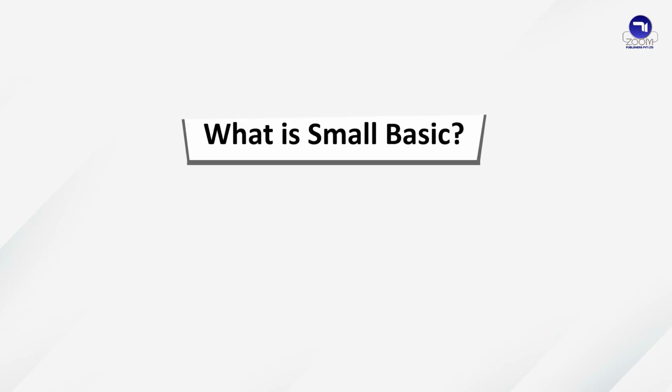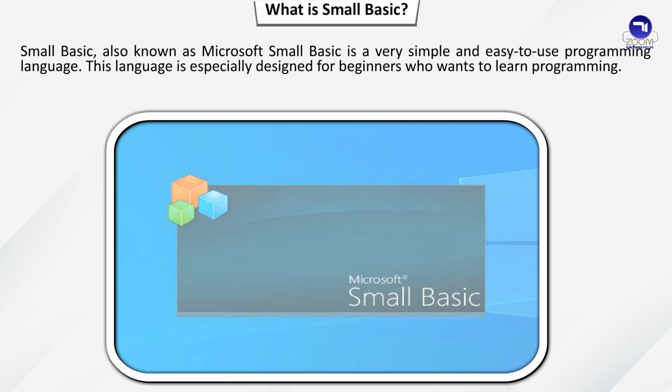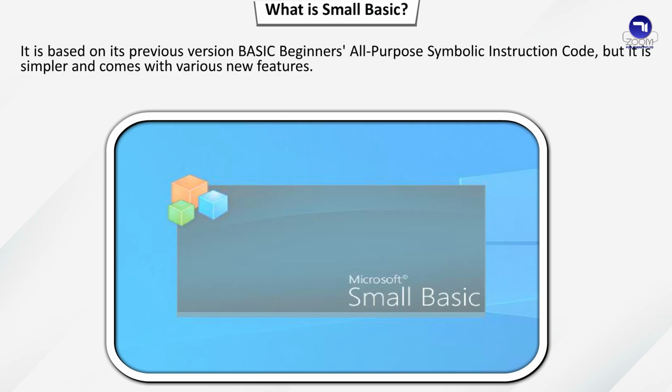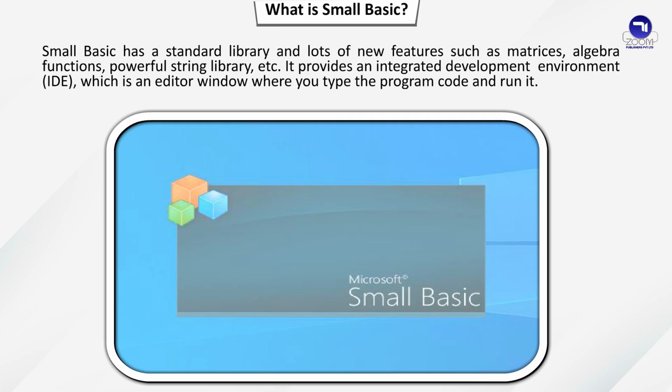What is Small Basic? Small Basic, also known as Microsoft Small Basic, is a very simple and easy to use programming language. This language is especially designed for beginners who want to learn programming. It is based on its previous version, BASIC, Beginners All-Purpose Symbolic Instruction Code. But it is simpler and comes with various new features. Small Basic has a standard library and lots of new features such as matrices, algebra functions, powerful string library, etc.